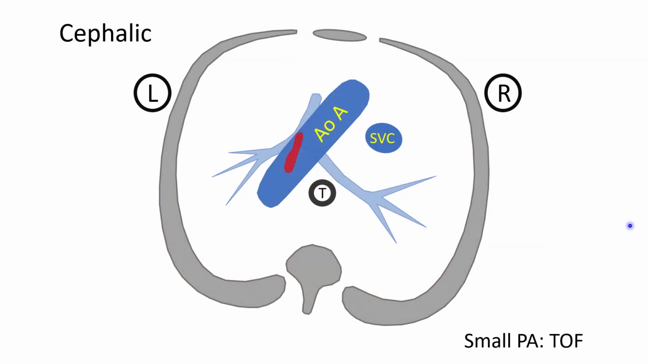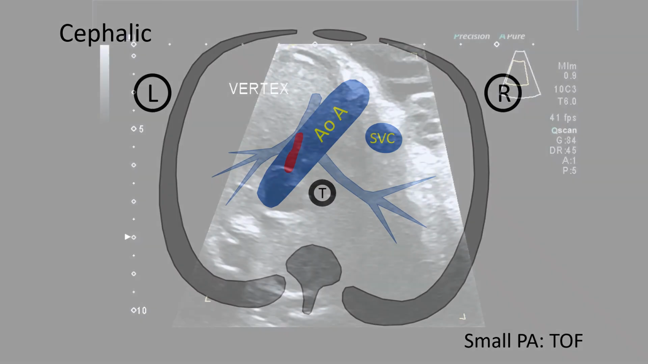Now with tetralogy of Fallot, the aorta will be the dominant vessel. The pulmonary artery, main pulmonary artery and branches will be some degree smaller than the aorta, and the ductus, wherever it originates from, if there is reversal of flow, shown here in red, then that points to the fact that this may be a ductal-dependent subtype of tetralogy of Fallot.